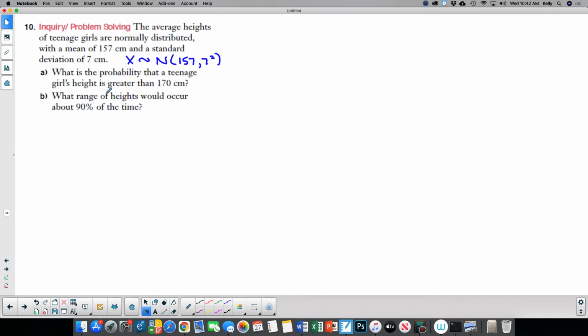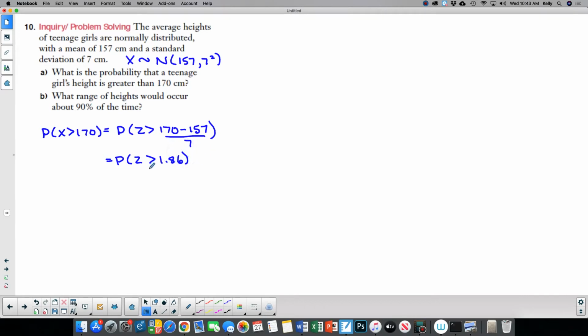It says, what's the probability that a teenage girl's height is greater than 170? So we want to calculate the probability that x is greater than 170 centimeters, which is basically the same thing as saying the probability that z is greater than, and we're going to do the little z calculation right in here, 170 minus the mean, 157, divided by the standard deviation of 7. Now, if you plug that in, you're going to get the probability that z is greater than 1.86.